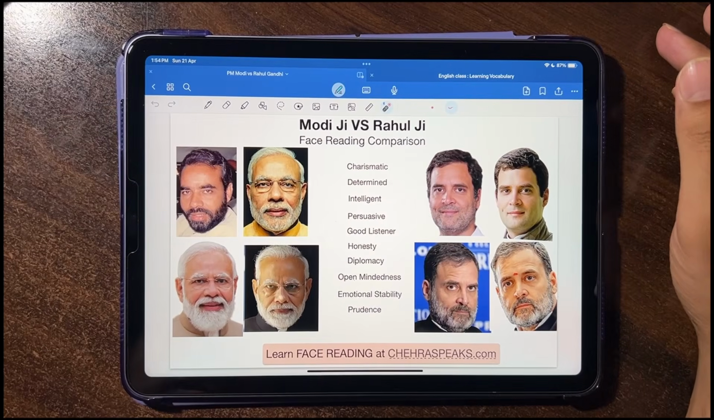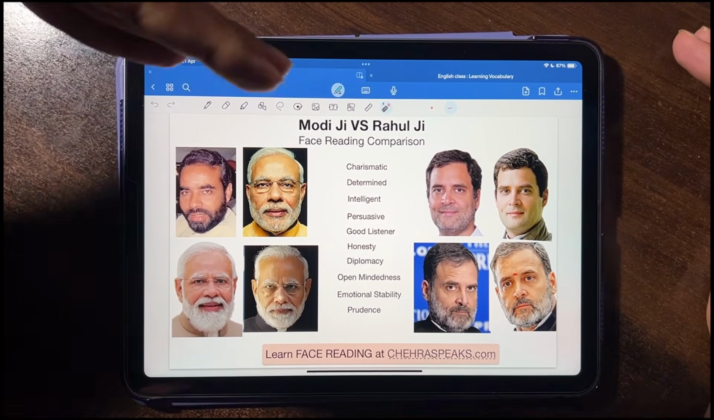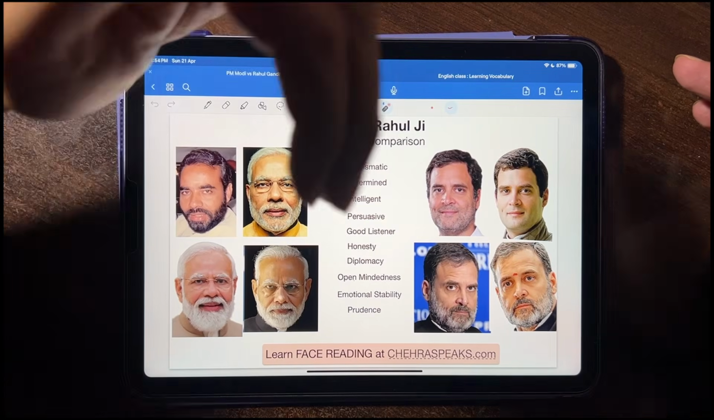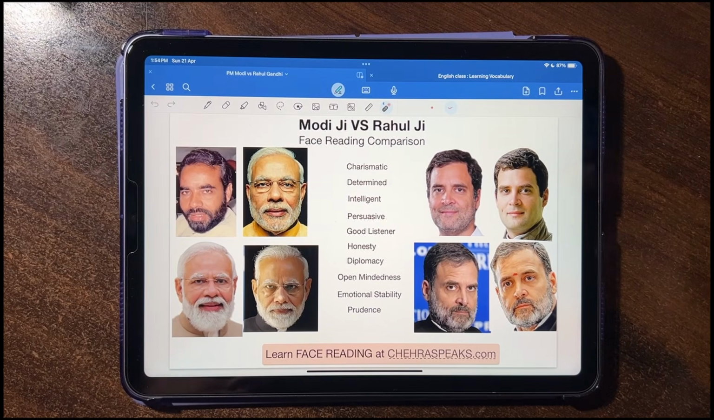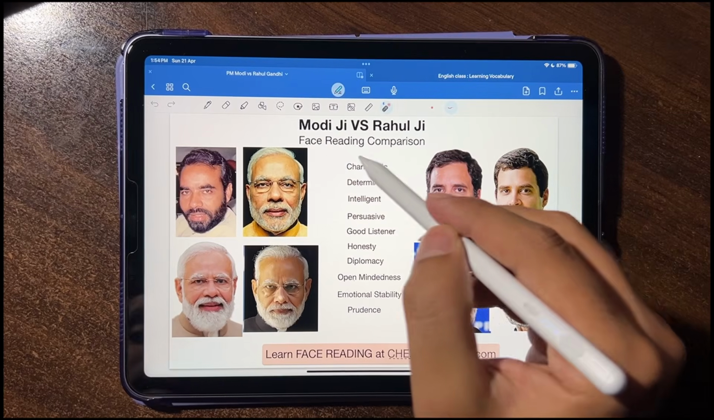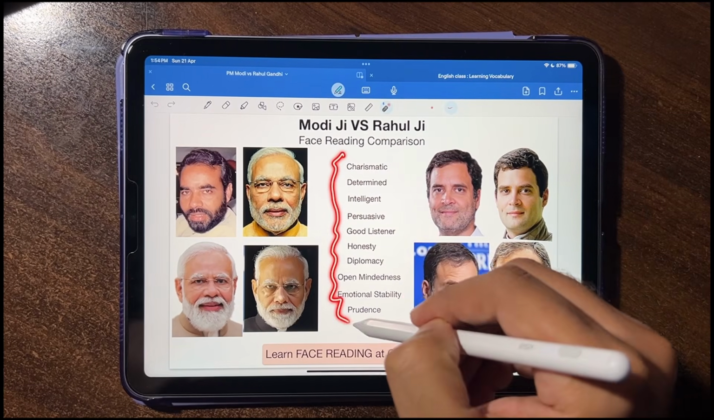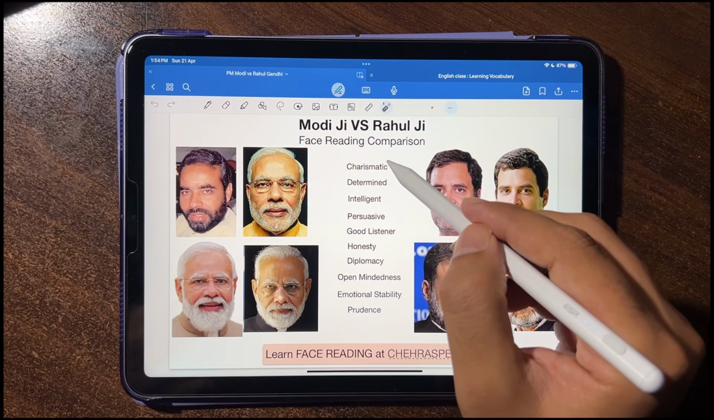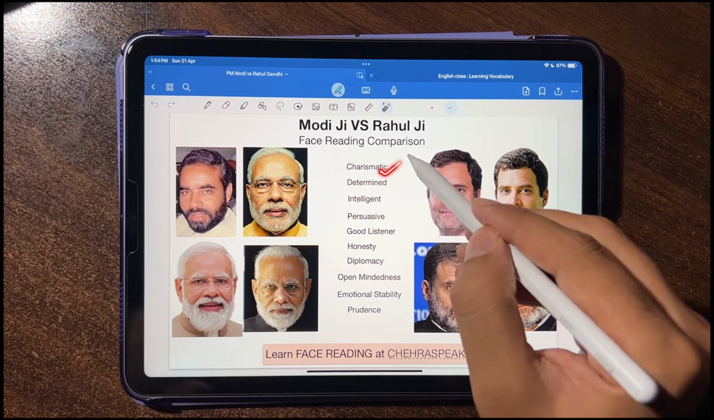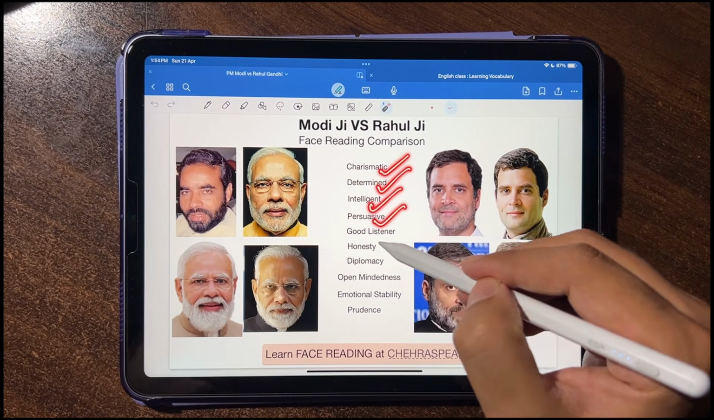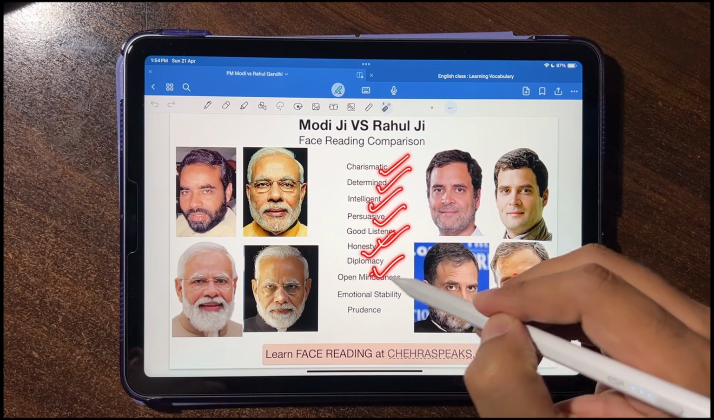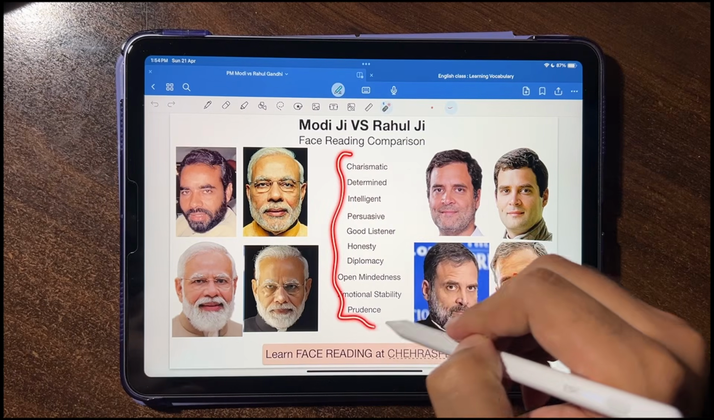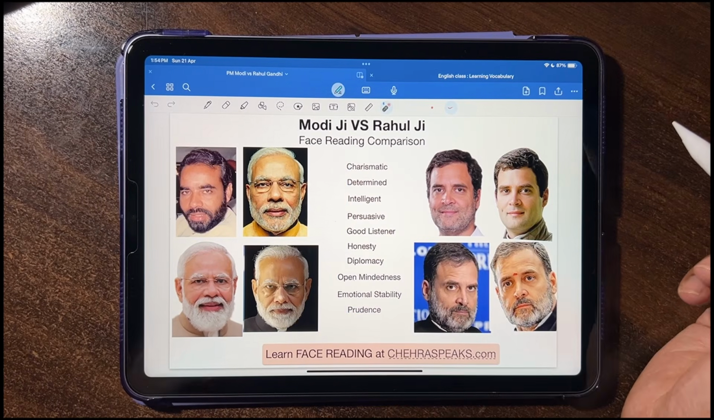Welcome to the magic board, guys, and herein I'm going to do a face reading comparison between two eminent leaders, that is Modi ji versus Rahul ji from their respective parties. I have accumulated a list of the qualities that a political leader should have, and Copilot, the AI, came up with charismatic, determined, intelligent, persuasive, good listener, honesty, diplomacy, open-mindedness, emotional stability, and prudence.